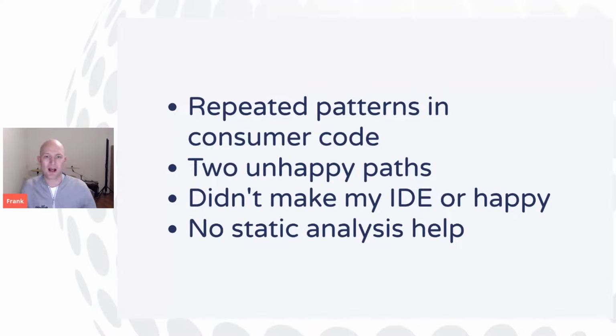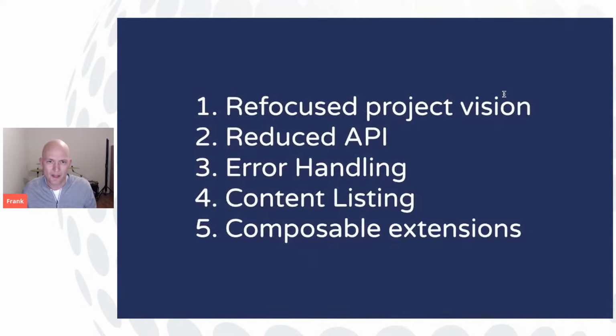The second one is unhappy paths. There are actually two of them, and that's not really ideal because that means you have to test more. Some of the design decisions also made my IDE not very happy. I'm all about types, and types help me to not have to remember everything about the system, but really the type system helps me understand and navigate the system. That's what I like about it. And it was sometimes difficult to get static analysis running in these cases as well. So all of these things I wanted to address.